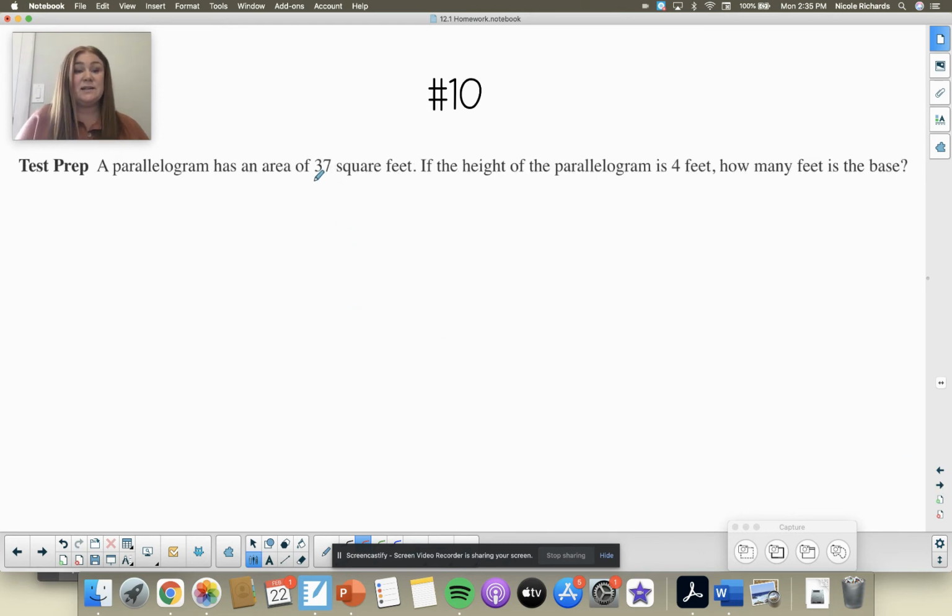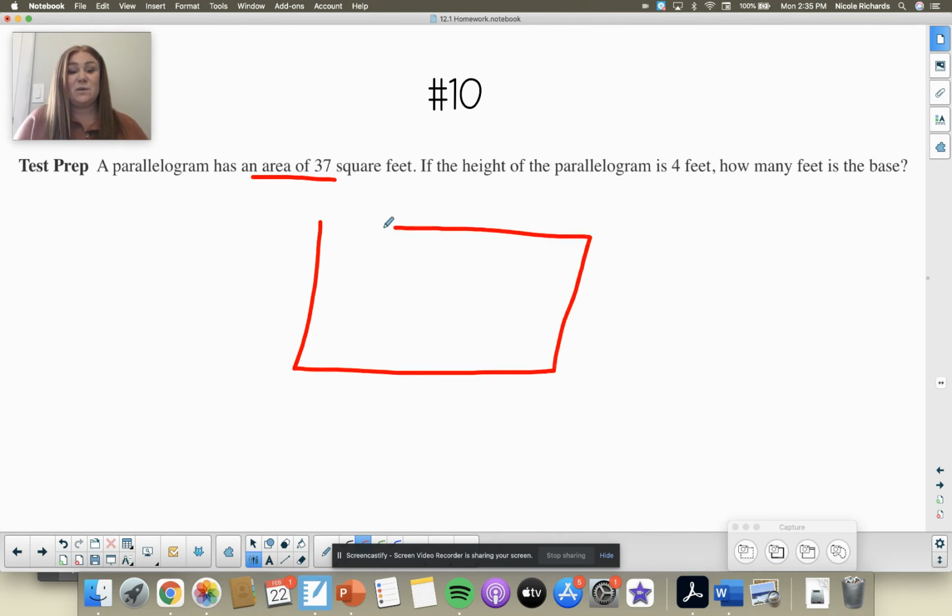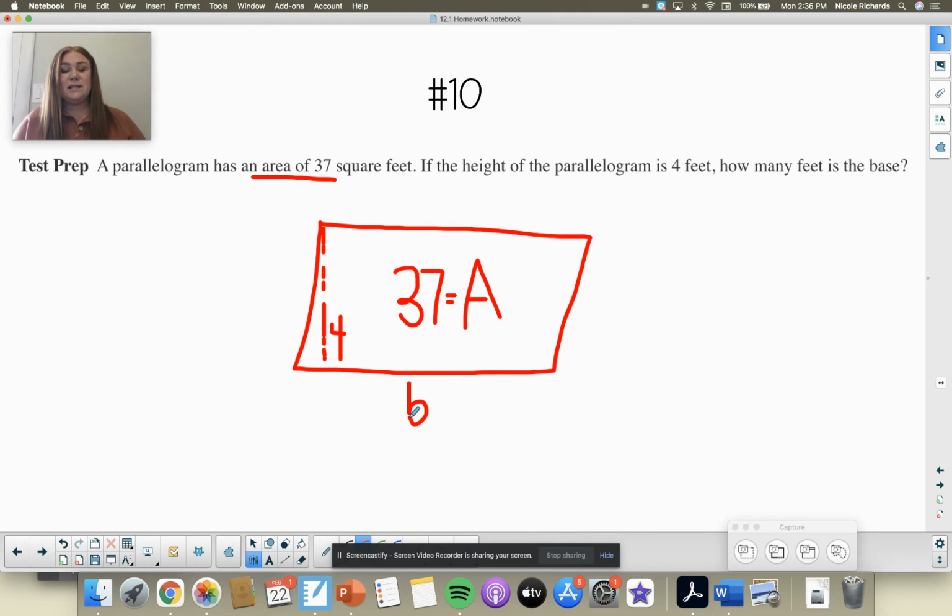Number 10 tells us that this has an area of 37 square feet. So I'm going to draw my parallelogram here. 37 is the area. The height, it tells me, so from top to bottom in that right angle, is 4 feet. It wants to know the base. So let's go ahead and write down the formula for a parallelogram.